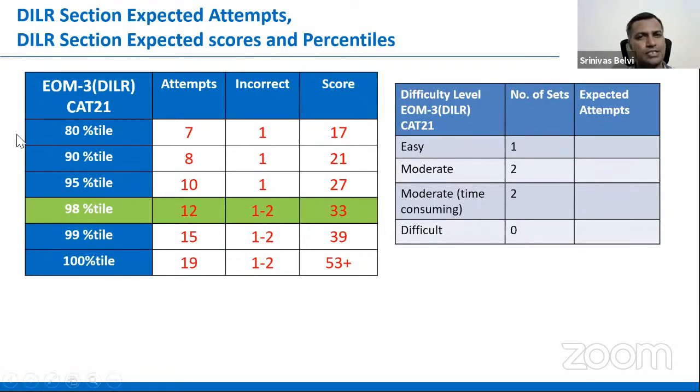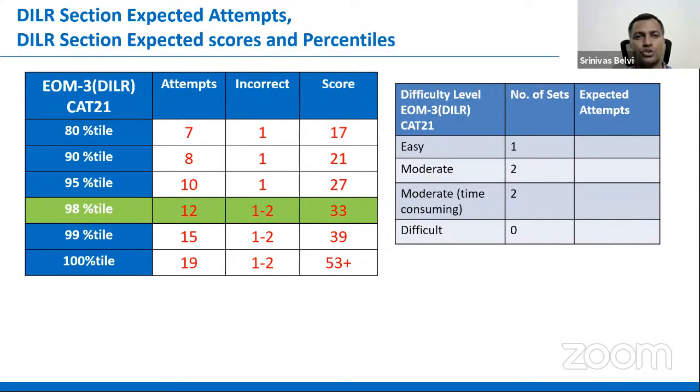80 percentile, just about 7 to 8 attempts. See, some people can get the same 17 marks here, but to get that 17 marks, they would have fought their way through, and they would have solved so many questions, got plenty wrong, and finally settled with a 17 score. That's also possible. At the same time, you can be judicious, right?